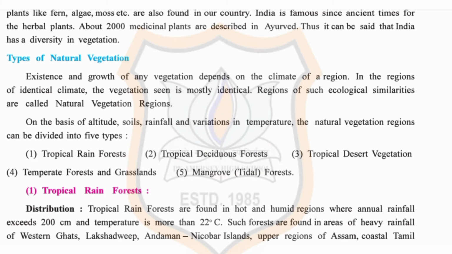like tropical rainforest, tropical deciduous forest, tropical desert vegetation, temperate forest and grassland, mangrove, that is tidal forest. Now student, we will discuss each of these in detail.